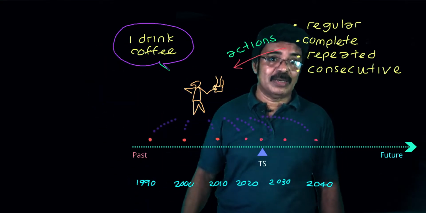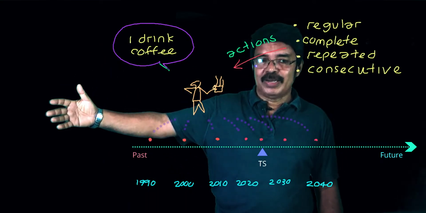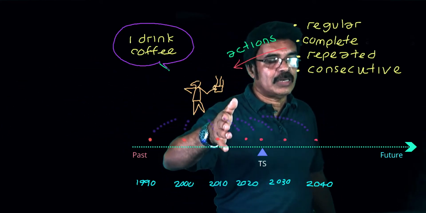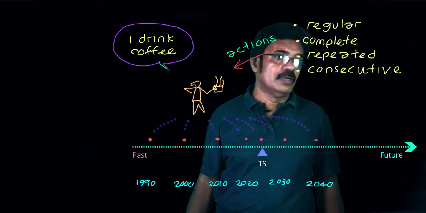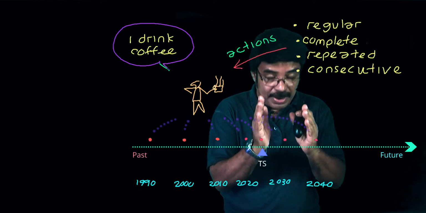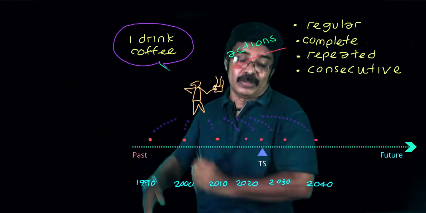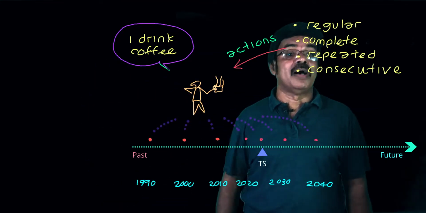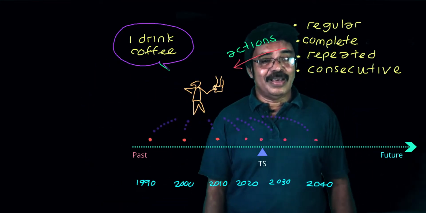Maybe I smoked a lot at university. Those days, 1982, say 1990, I smoked. That is repeated actions, but not at present. That is in the past. Repeated similar actions in the past. So this is the thing.